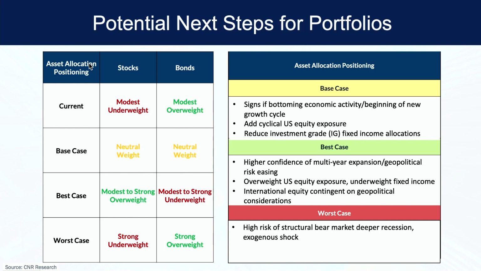Now, let's look at the worst case. High risk of structural bear market, deeper recession, and, man, some major shocks that could hit the system. In that scenario, where would we be? Well, we would reduce the equity exposure, just like we have over time here. And we'd increase the allocation in the investment grade fixed income, again, like we have done so far. So it's interesting. It kind of lays out the asset allocation positioning that the money managers are looking at as they work to manage that portfolio, to minimize the downside and really maximize the growth when the markets turn around.